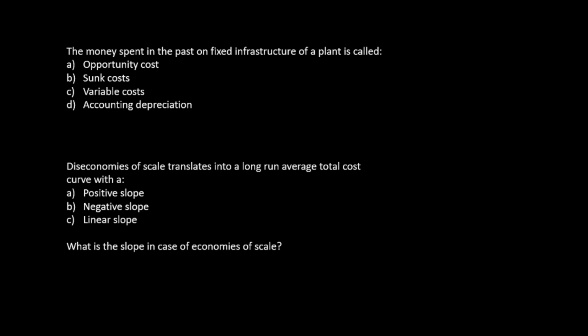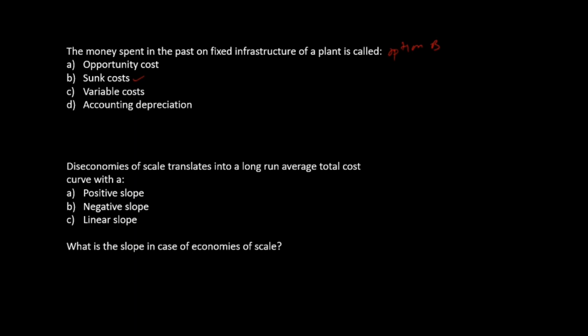The money spent in the past on fixed infrastructure of a plant is called, you have four different options: opportunity cost, sunk cost, variable costs, and accounting depreciation. So the money spent in the past is called sunk costs. So option B is the correct answer.